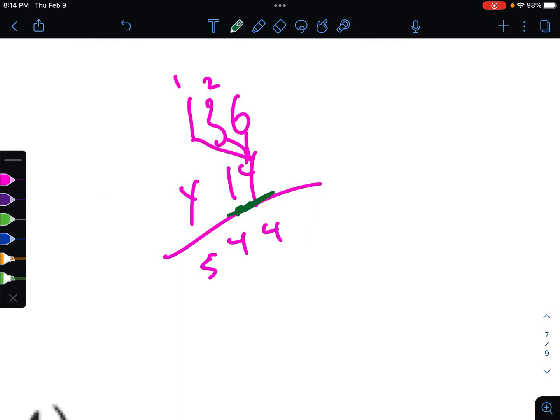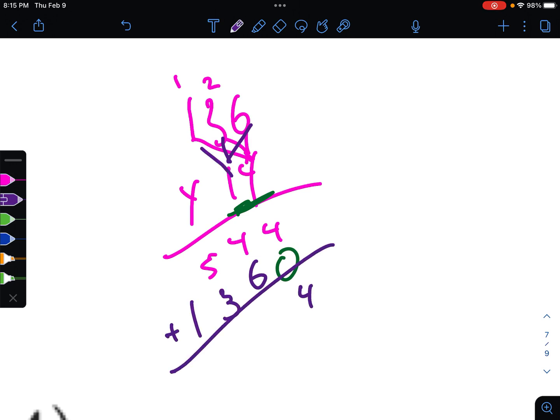True story. That 1 is not a 1. It's actually in the tens place, so I got to get a 0 down here. Now I'm going to do 1 times 6 is 6. 1 times 3 is 3. 1 times 1 is 1. Let's add these up. I got a 4. I got a 10. 5, 6, 7, 8. I got a 9 and a 1.